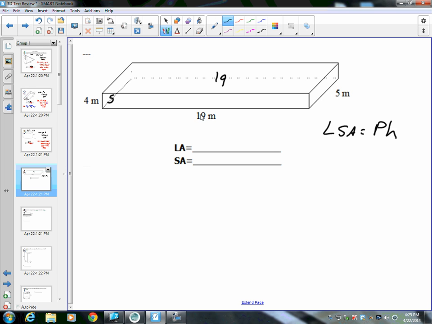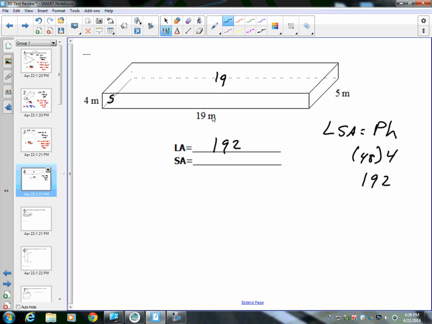So add those up for perimeter, 19 plus 19, and then we're also going to add in 5 plus 5. So 19 plus 19 is 38, 5 plus 5 is 10, 38 plus 10 is 48. Our height is the distance between the two bases, 4. 48 times 4, we get 192. I know I haven't mentioned it on the questions previously, but I guess we should talk about units here.